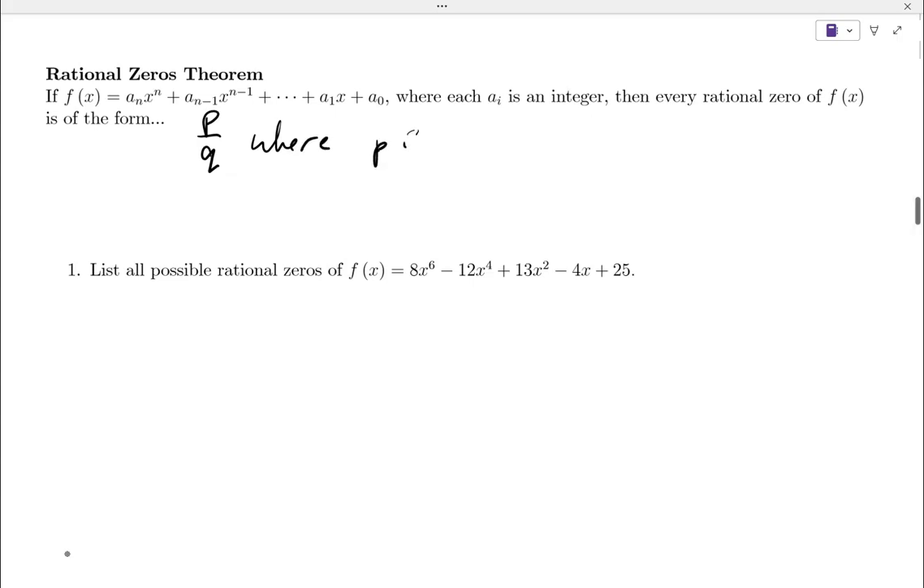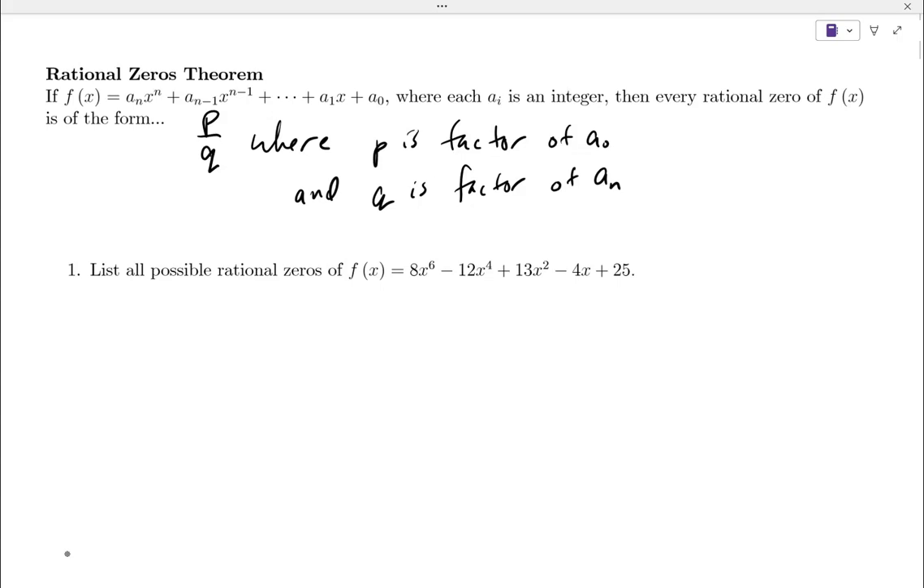Where P is a factor of the constant term, and Q is a factor of the leading coefficient. If it's going to be a rational zero, then it has to have this form. The numerator of the zero divides the constant. The denominator of the zero divides the leading coefficient. Okay.